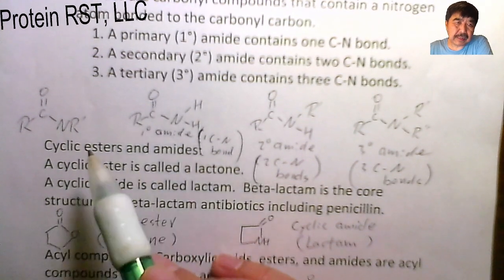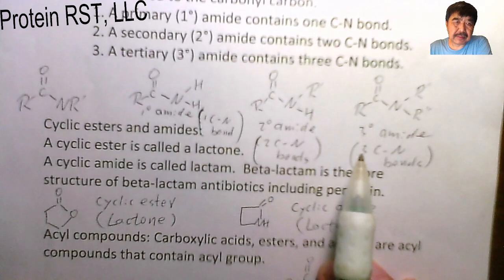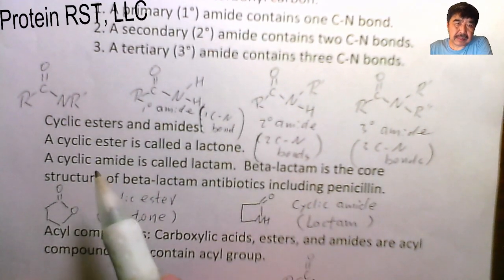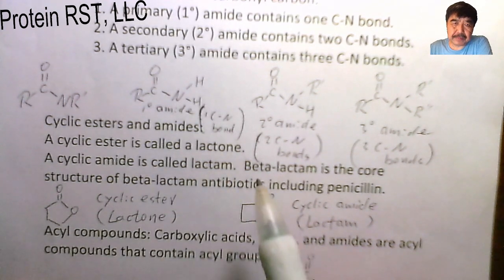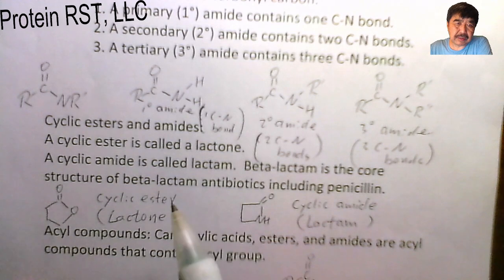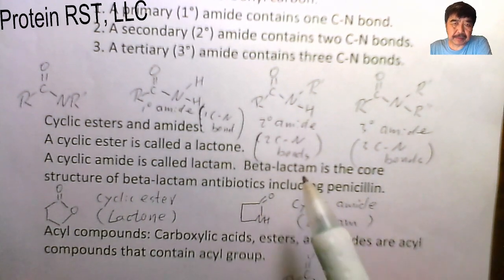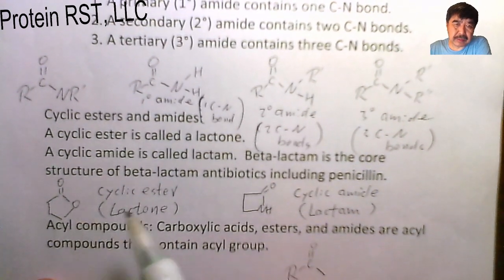Next, let's take a look at the cyclic esters and amides. A cyclic ester is called a lactone. A cyclic amide is called a lactam. Beta-lactam is the core structure of beta-lactam antibiotics, including penicillin. This is the structure. This is a lactone. This is a lactam.